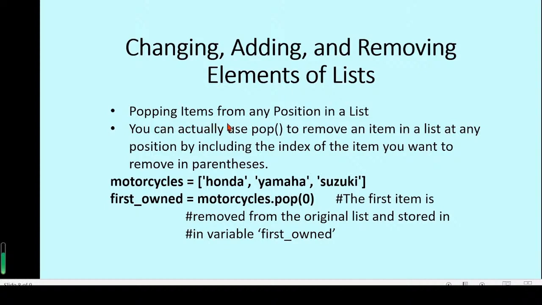And popping items from any position in a list. You can actually use pop to remove an item in a list at any position by including the index of the item you want to remove in parentheses. So this is the list with 3 motorcycles. So we can pop 0. The first item is removed from the original list and stored in a variable called first_owned.